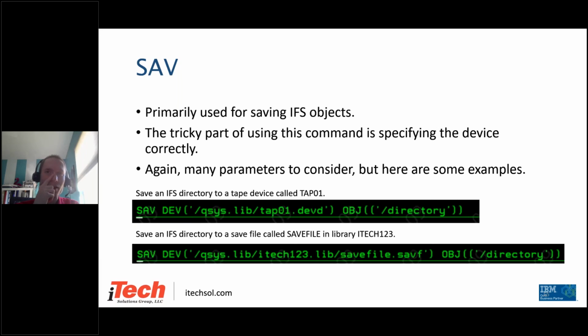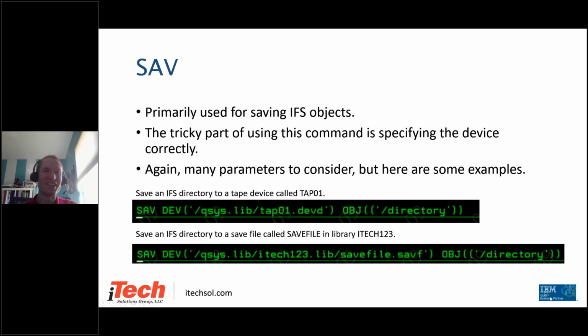And then that's just simply saying to save a directory called directory. And then an example of using a save file is that you have to specify the /qsys.lib, then you have to specify the library that the save file is in, and then you have to specify the name of the save file .savf.